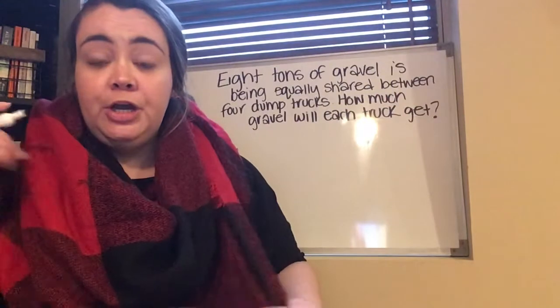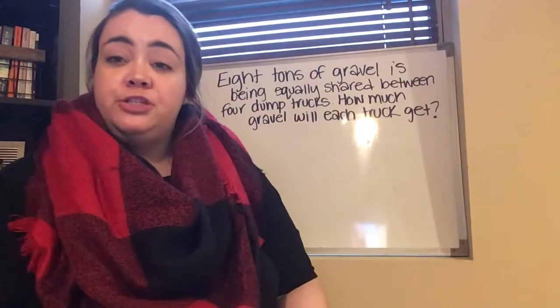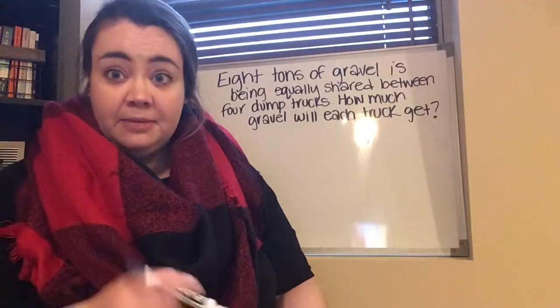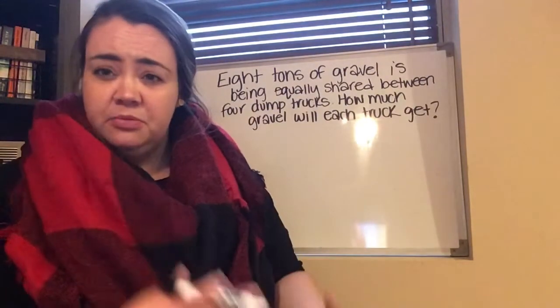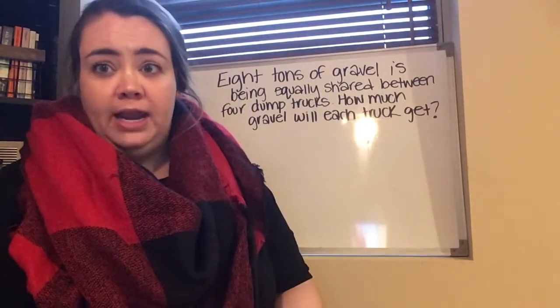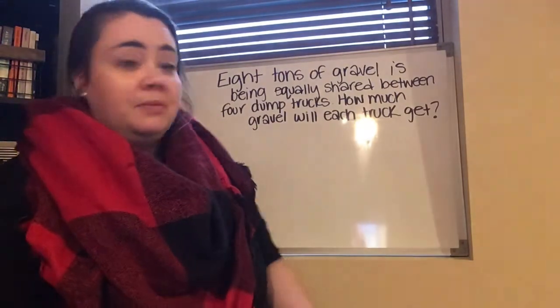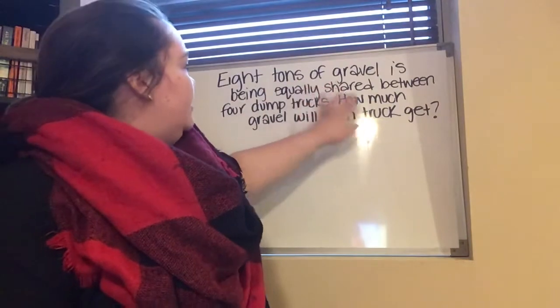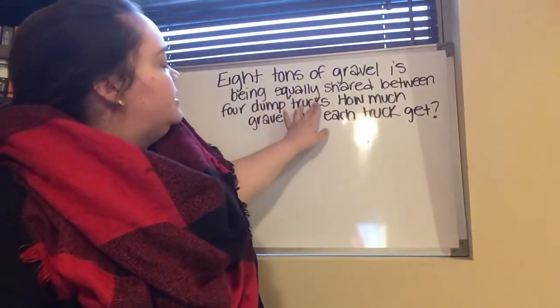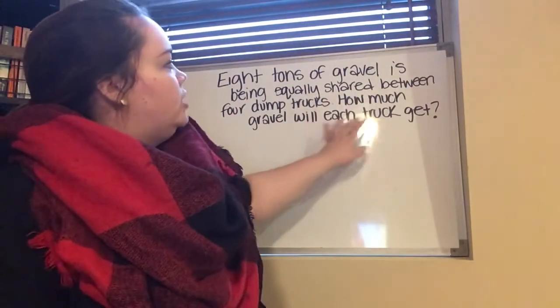All right, so I'm going to go to the whiteboard that you guys can see a little bit easier in a few examples. But I do want us to do 2 examples all together just because I feel like it's a little bit easier to understand when you can see me walking it through. So our first word problem says, 8 tons of gravel is being equally shared between 4 dump trucks. How much gravel will each truck get?